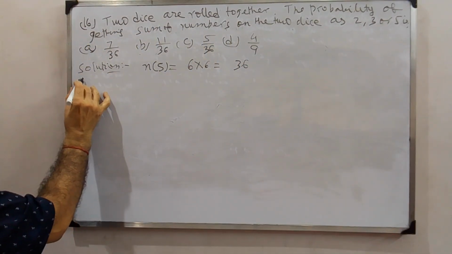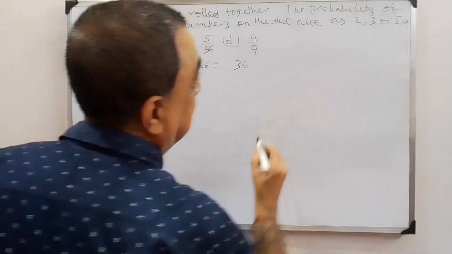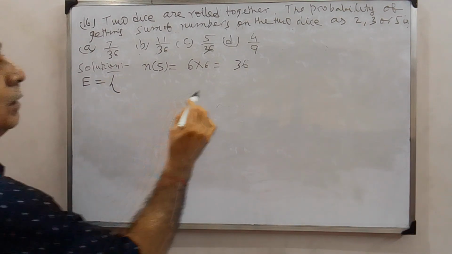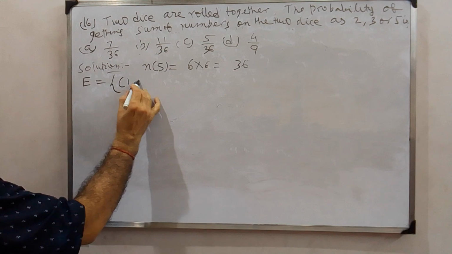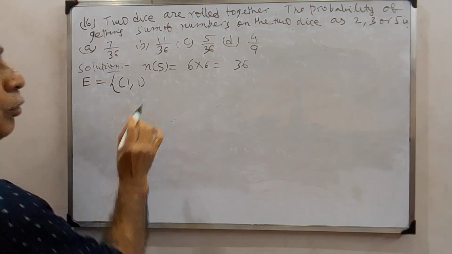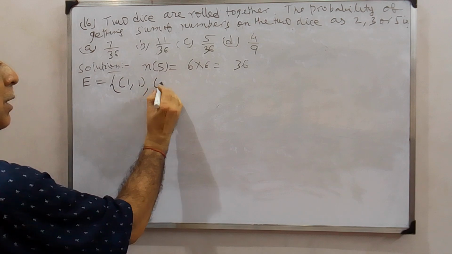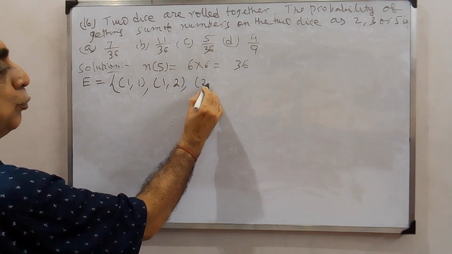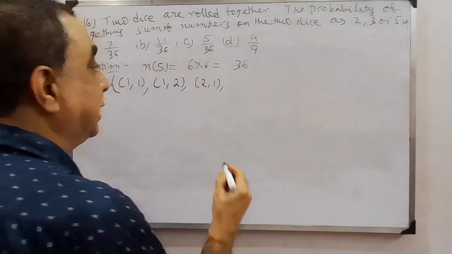So here we are taking the event of getting 2, 3, 5 as E. So what will be E? See here, first the sum 2. The first dice 1, second dice 1 is the only possibility of getting 2. Now 3. First dice is 1, second dice 2, or first dice 2, second dice 1. So these are the possibilities of getting the sum 3.